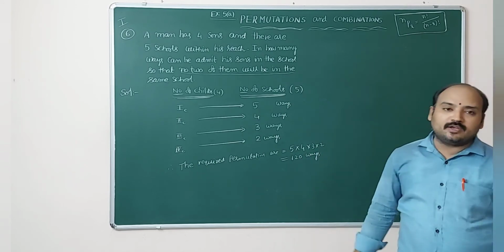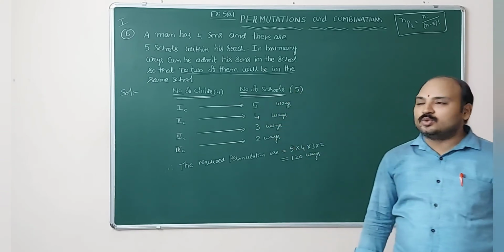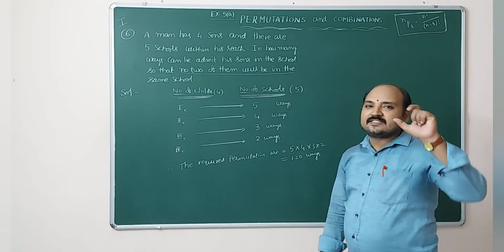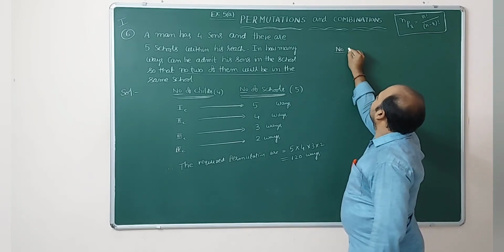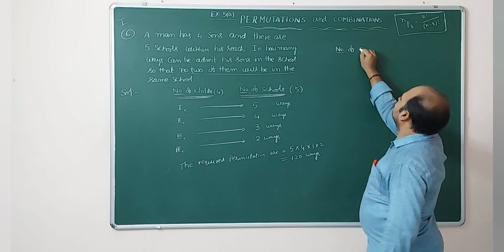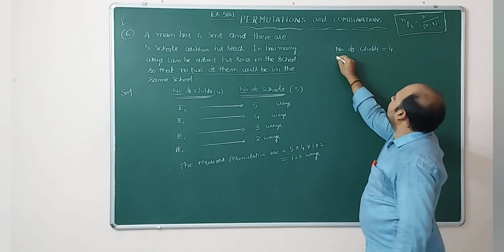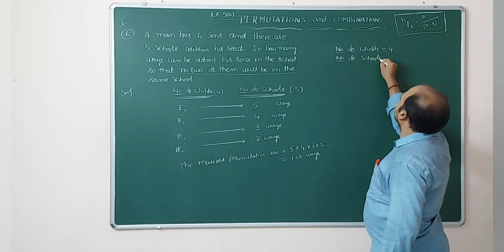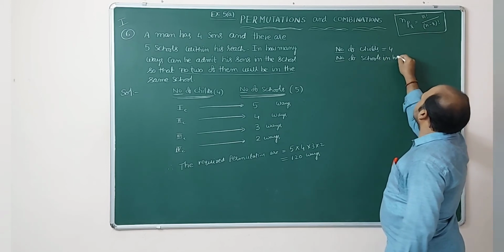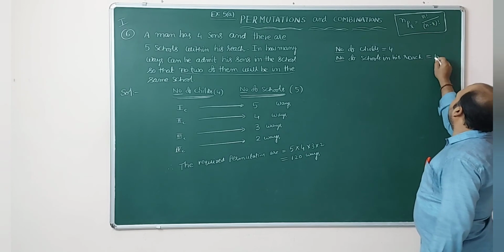He wants to join his 4 sons into the 5 schools. If you want to write the steps, number of childs, 4, number of schools in his reach. In his reach means nearby. 5 are there.